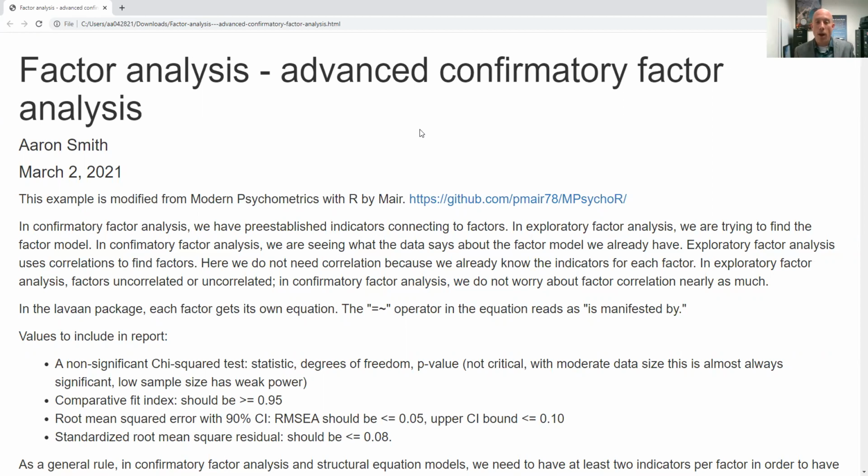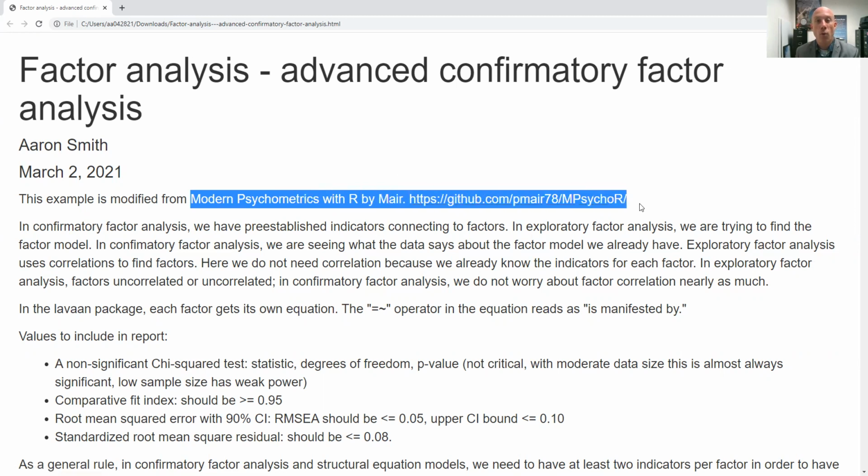And what we want to do here is use the data that we have that is observed to understand a variable that we can't directly get at, right? So we call the variables that we can't get at factors, and we call the variables that we observe indicators. Okay. Now, this example is coming from Modern Psychometrics with R, and here's the GitHub address for where I got the code, and I've modified the code quite a bit.